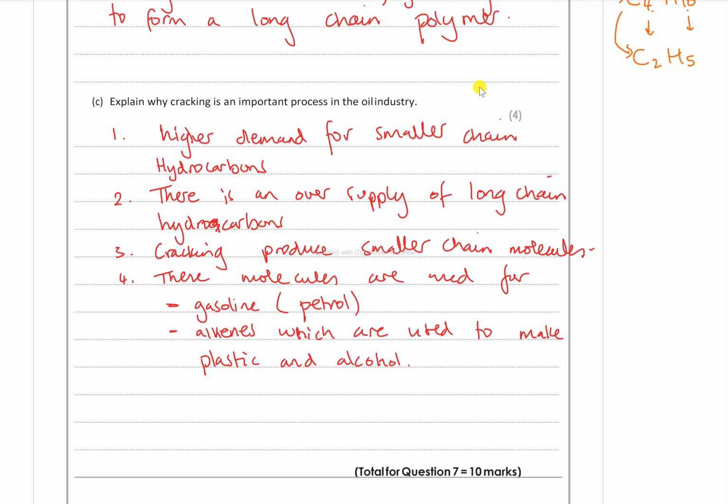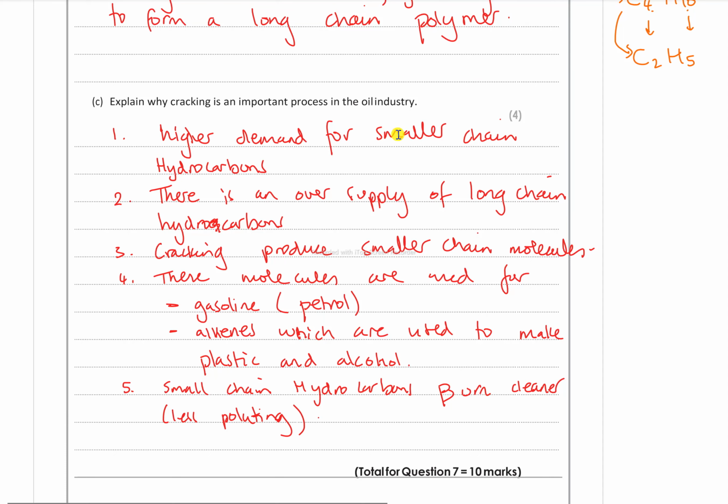The mark scheme also says small chain hydrocarbons burn cleaner. I wonder if you can use that. I've seen that before. Burn cleaner. They are less polluting. Right, let's move on.